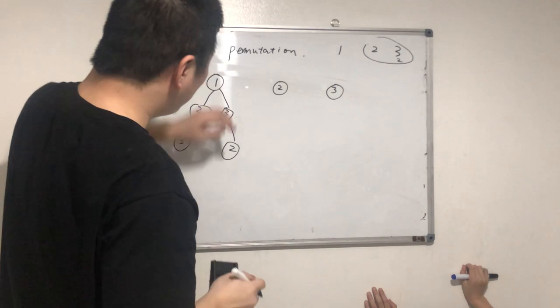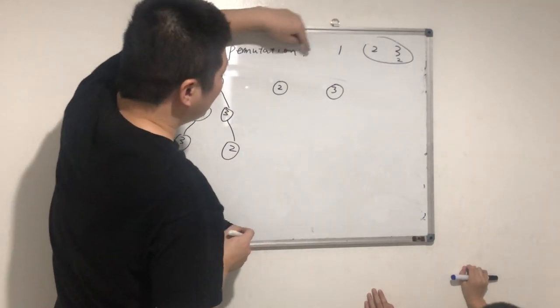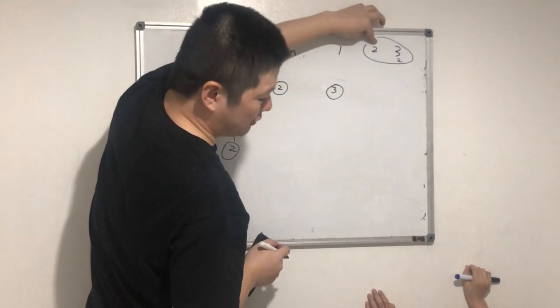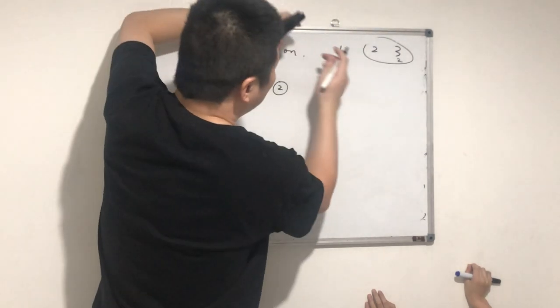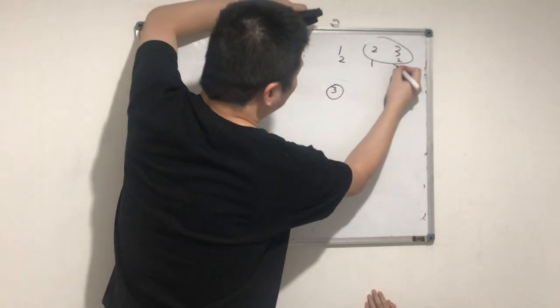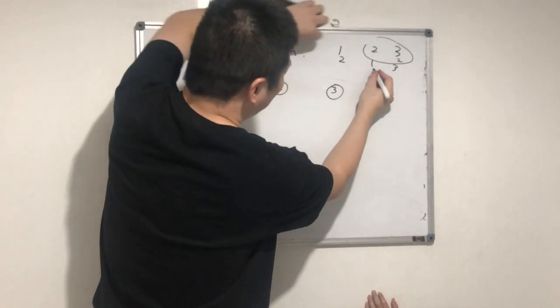Okay? Got it? Okay, how about this? You swap 1 with 2, then you become 2, 1, 3, and then now you move to here, right?